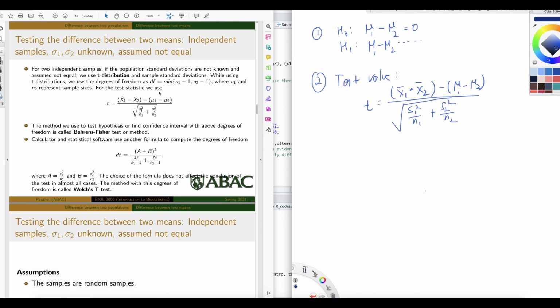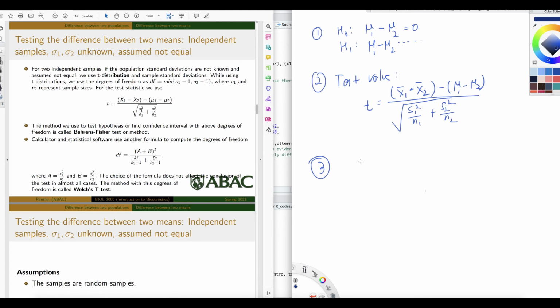Again, this is the case of comparing two population means when the population standard deviations are not known but assumed not equal, so sigma 1 and sigma 2 are different. That's the assumption here. Number 3 is to find the critical value, or the p-value, and for that we will need the degrees of freedom.